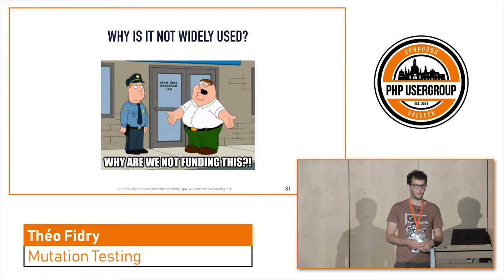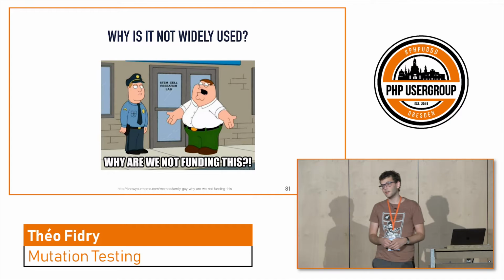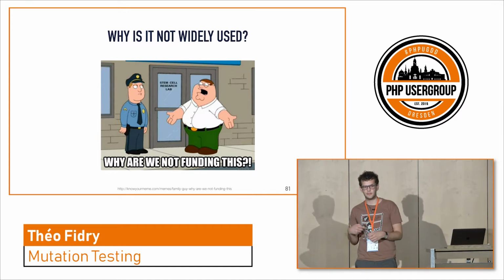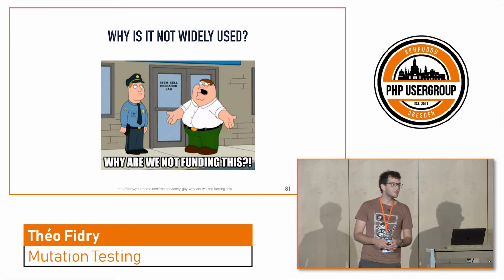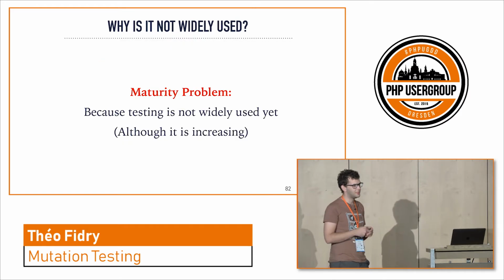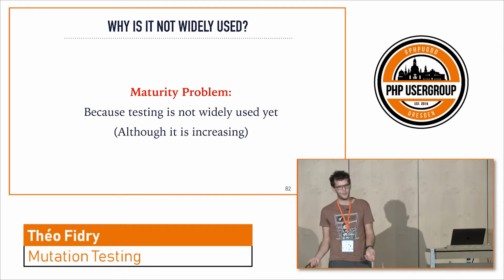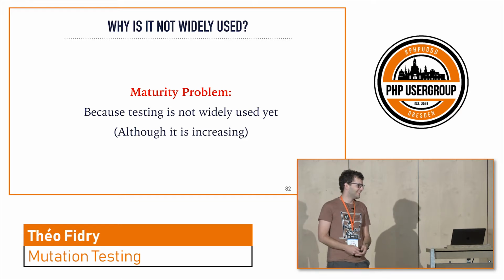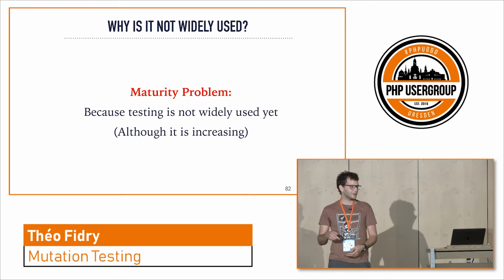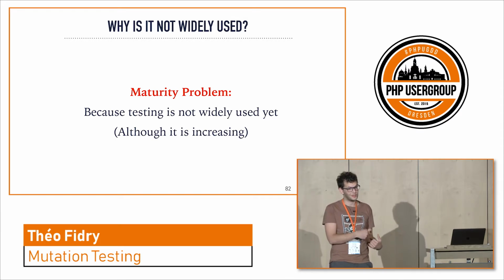So why isn't it used at all? Well, it turns out, although it's a great tool, there are a few issues with it. The first one is a maturity problem. If we look at the whole IT scene, as an industry, we're still not testing our code enough. It's getting better. Well, I don't have any numbers to back it up, but I do hope it's getting better. But we are not quite there yet. And if you don't have any tests, mutation testing is not useful for you because it's testing your tests.